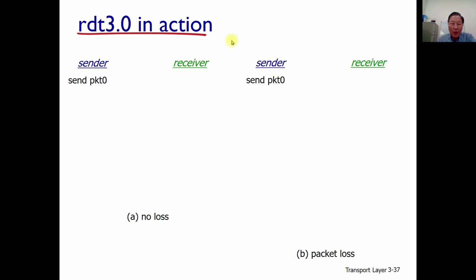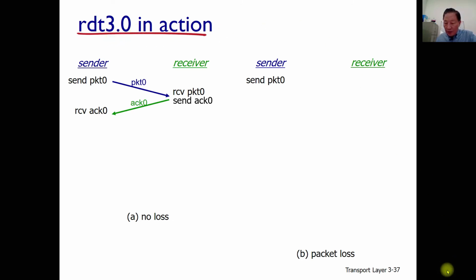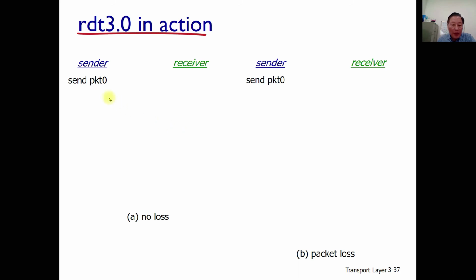Let's move to our other view graph here. That may be better for understanding. RDT 3.0 in action. First, let's look at this no loss case. There's no loss. It is the ideal case.